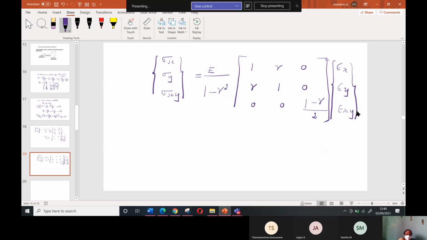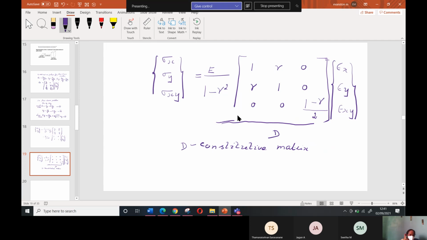Whether you are getting this. So this is called the constitutive matrix. Let us take this portion as D. So D is nothing but the constitutive matrix. Constitutive. So this is the constitutive matrix.